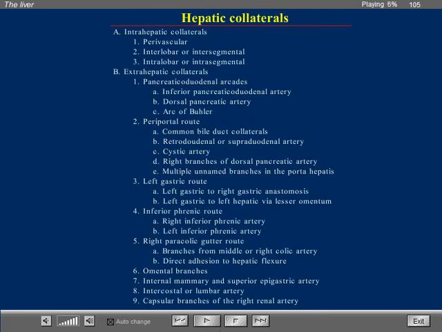This is a table that represents the hepatic collaterals, which are divided into intrahepatic and extrahepatic collaterals. We are going to show you very shortly the documentation of the collateral pathways to the liver, but this is only in reference to the arteries. The collaterals that we're going to demonstrate are the connecting vessels to the portal venous tree.